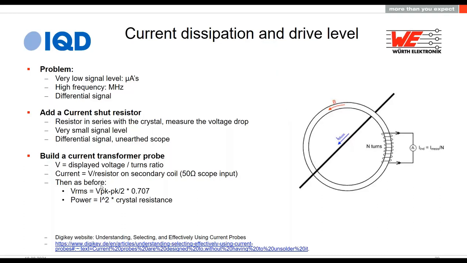And then you can do like we did before. You can divide that by 2 to make it a peak value, multiply it by 0.707 to find an RMS, and then work with the crystal resistance value that you've got.